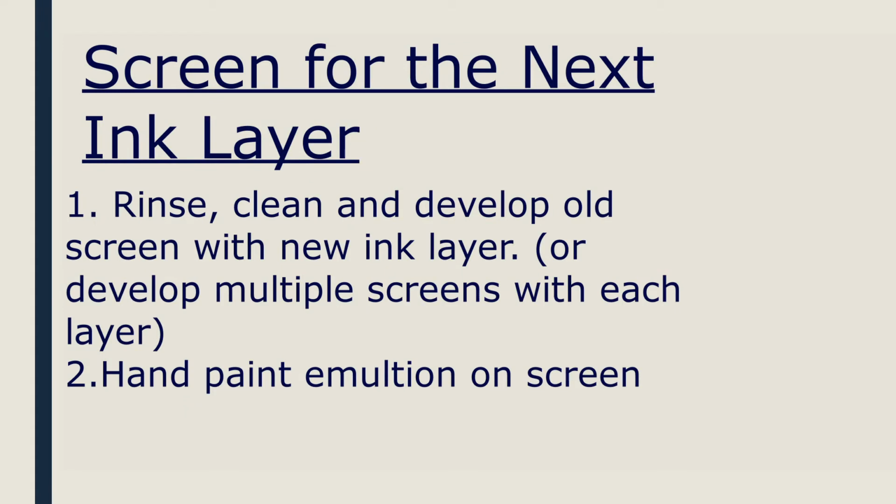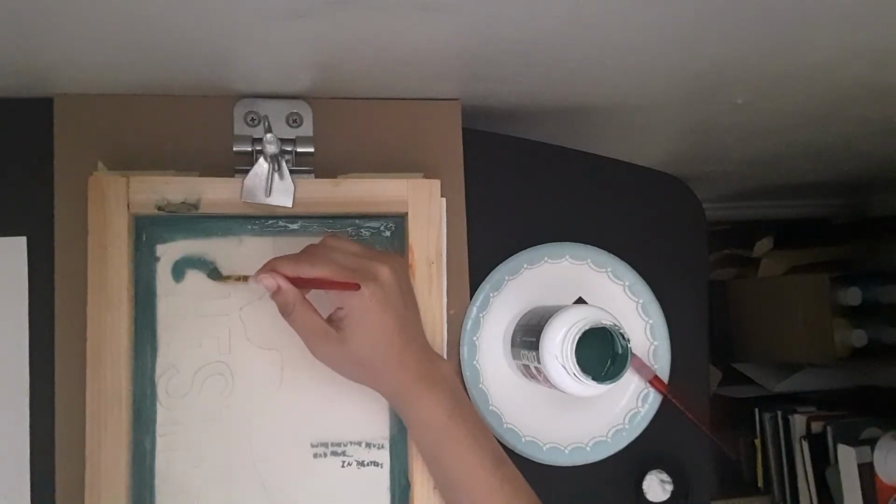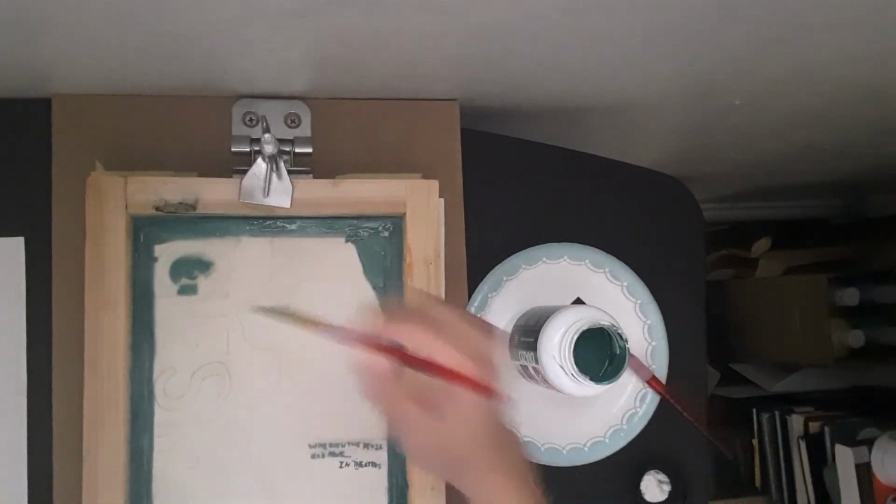Once you have finished printing your first layer, there are 2 options. One, as I stated earlier, is repeating the same development process for your screen. You can do this either on multiple screens or rinse out the emulsion and reprint on the screen you have. To learn how to rinse out and clean your screen, skip to the timestamp here. The other option is to hand paint and fill in the spots on your screen.